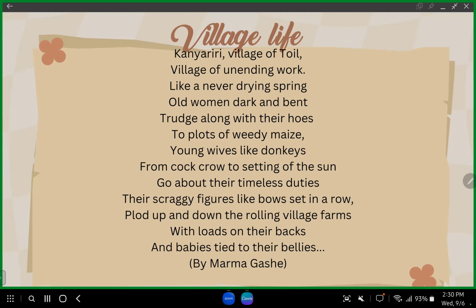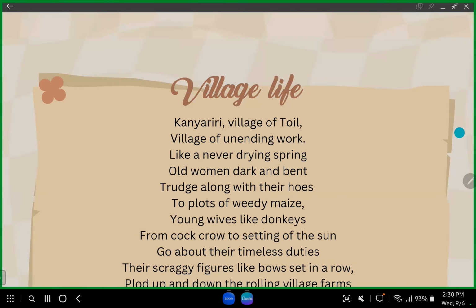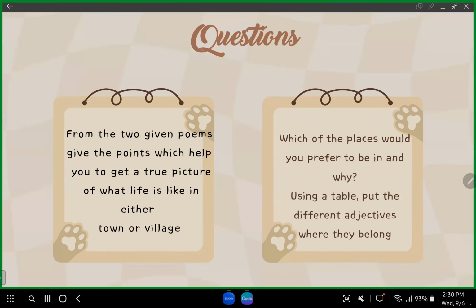Then let me go ahead to the next slide. From the two given poems, give the points which help you to get a true picture of what life is like in either a town or a village. Anybody who would like to give us what they think about now after reading those poems? What do you think life is like in a town or a village?